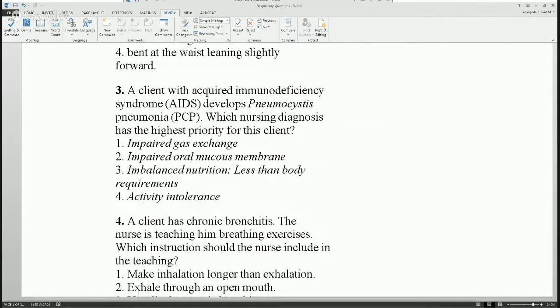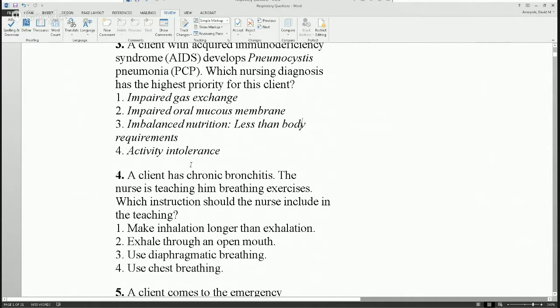All right, Christy, you got it wrong. Get another one. Okay. Client with AIDS develops pneumocystis pneumonia. Which nursing diagnosis has the highest priority for this client? 1. Impaired gas exchange. Can you guys see this? Do you want me to zoom in just a little bit? No, I can see it. Okay, I just want to make sure. Impaired gas exchange. That's right.